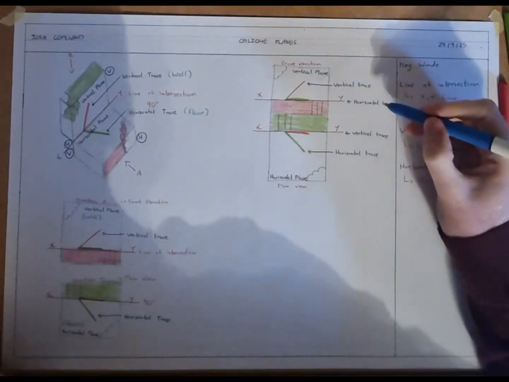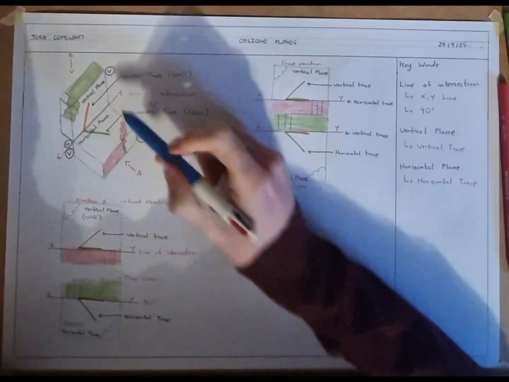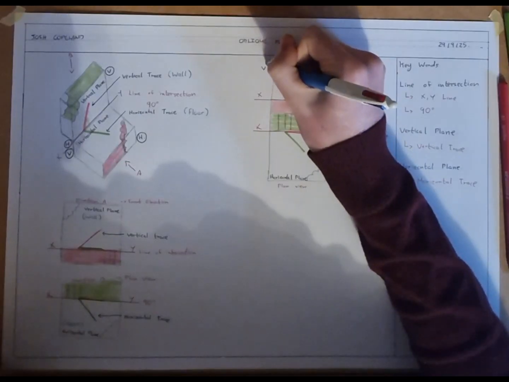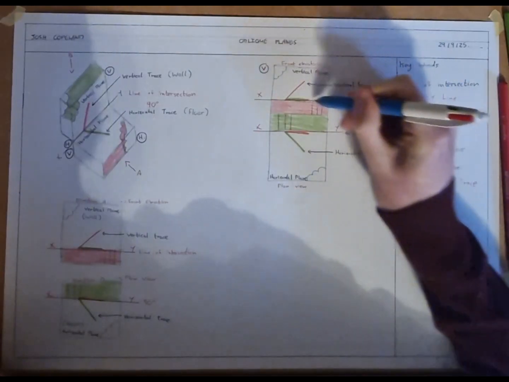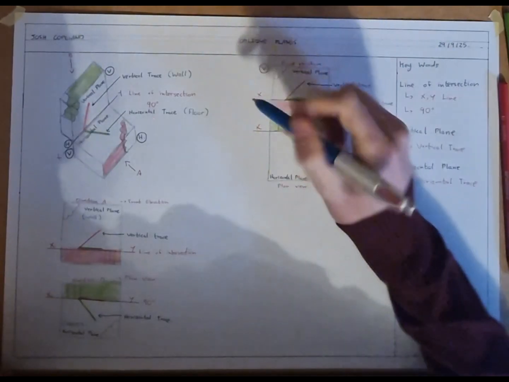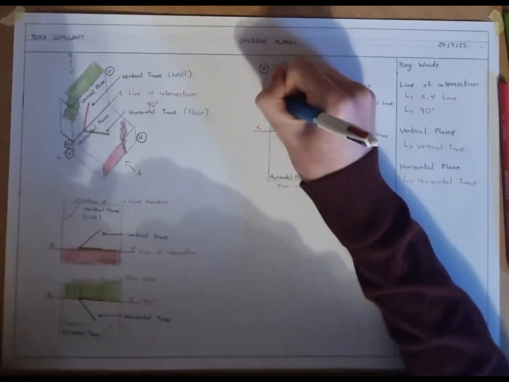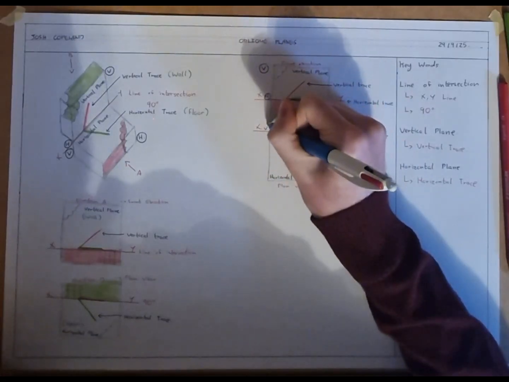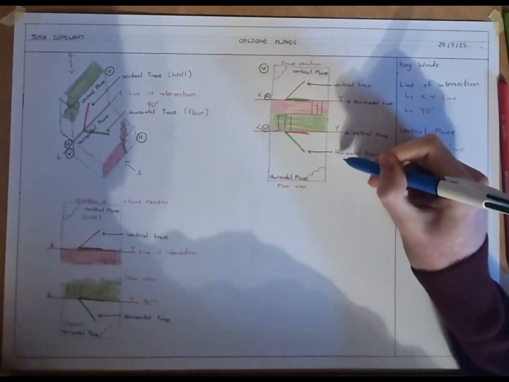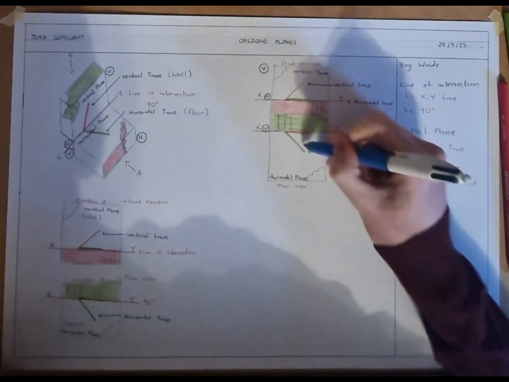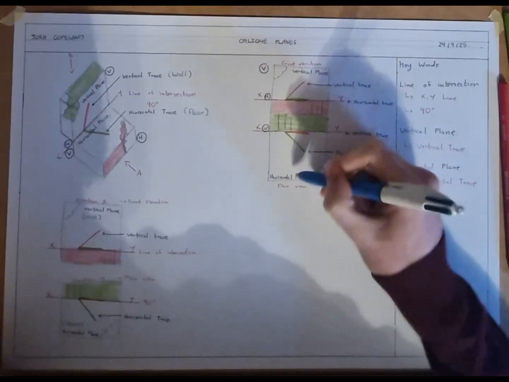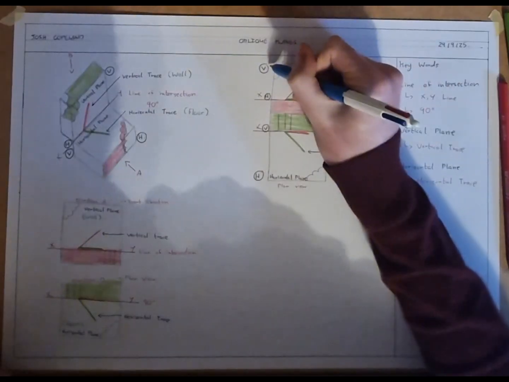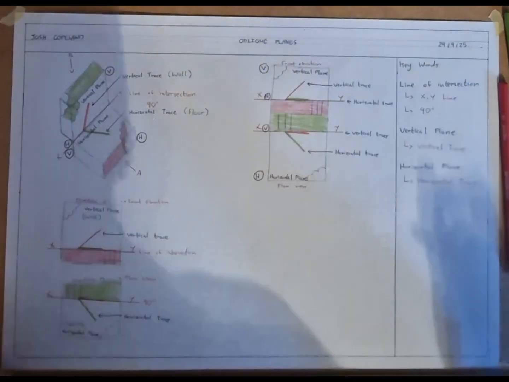So, to label it, relating back over here, this surface area here is our vertical trace. So we're going to label that V. Then, on the XY line, we have got our horizontal trace. We're going to label that H. In the plan view, we have got our vertical trace on the XY line. We're going to label that V. And then, looking at the plan view, we have got our horizontal trace on the horizontal plane. We're going to call that H. So we've got our V, H, V, H.